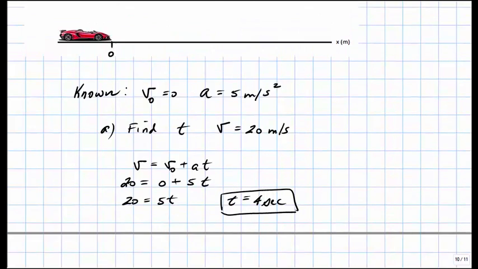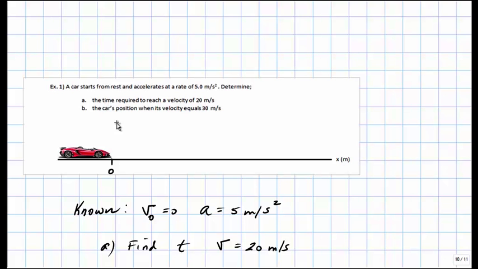Let's take a look at part B now. It reads, determine the car's position when its velocity equals 30 meters per second. Now, which variable accounts for position? Well, if you identified x, that would be correct. x accounts for position. So in part B, we're trying to find x, and there's a new final velocity defined for us as well. The new final velocity equals 30.